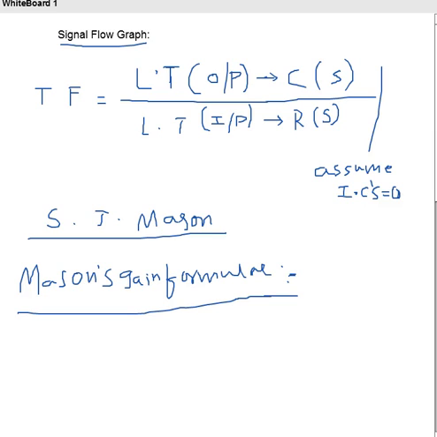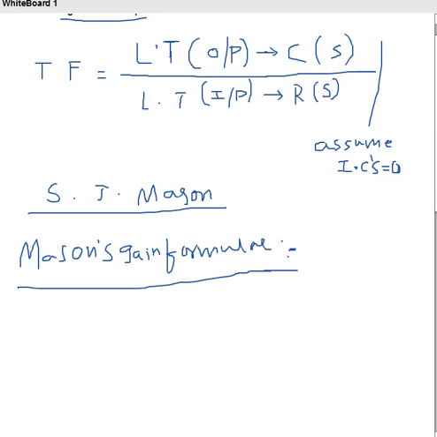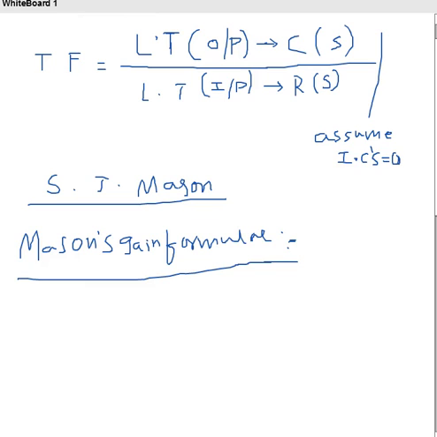Before going to that, I'll just write the formula. So Mason's gain formula, which is represented as TF. TF is nothing but transfer function. In some textbooks they will put T. It is different, based on textbook to textbook. The representation is okay. I am writing the transfer function as just TF.